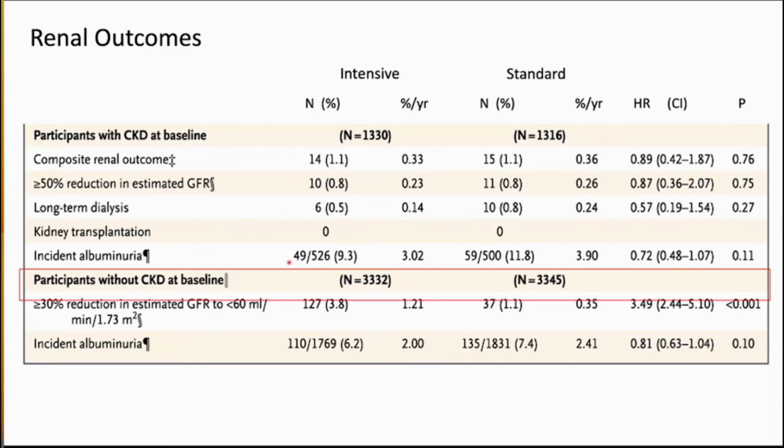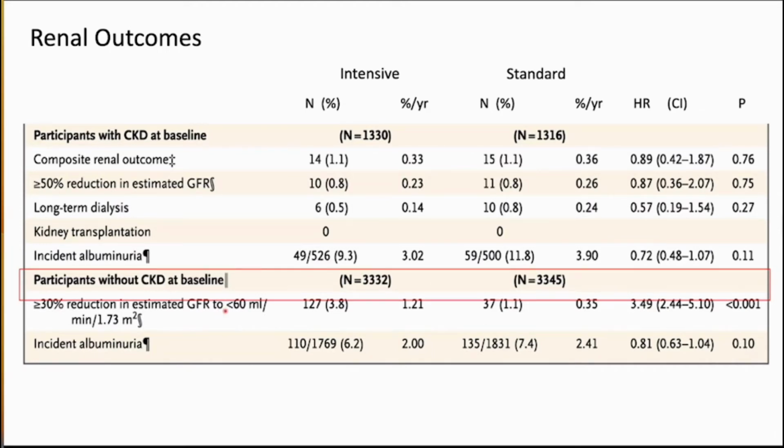And then looking at the renal outcomes, in the people who did not have CKD at baseline, now remember there was a special group that was recruited because they had CKD at baseline. So there were a total of about 6,600 people who did not have CKD at baseline. And of those, 3.8% in the intensive treatment arm had a drop in eGFR to less than 60 versus 1.1% in the standard treatment arm. And that was a very significant difference. So being on the intensive group, you were at greater risk of developing a decline in estimated GFR.